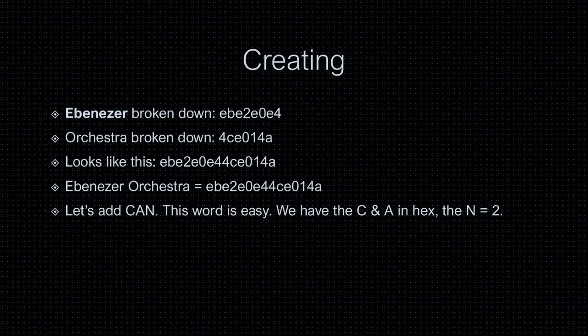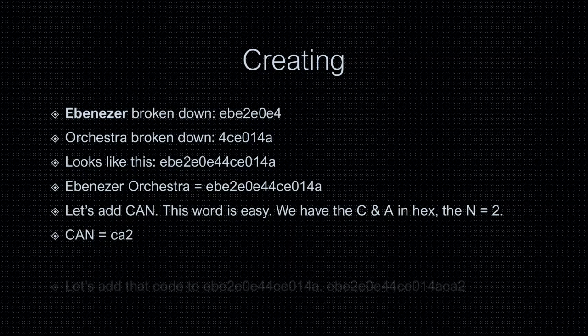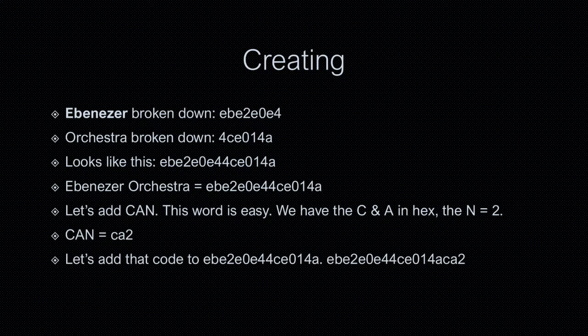Okay, nothing's impossible. Let's add the word can, C-A-N. The word is easy, and we have the C and the A in hex, and we have the N, and we're going to make that equal 2. Can looks like this, CA2. Now we add that code to Ebenezer Orchestra, and it looks like this.